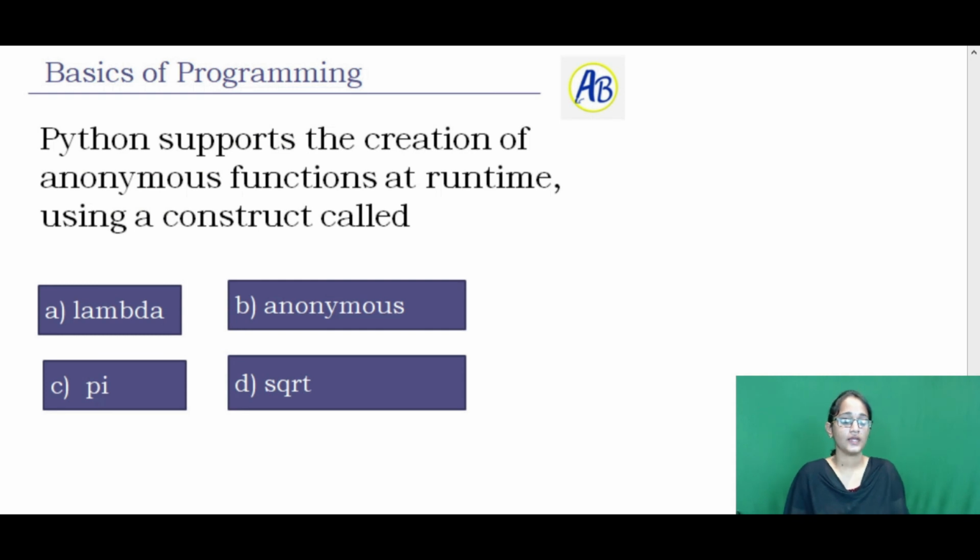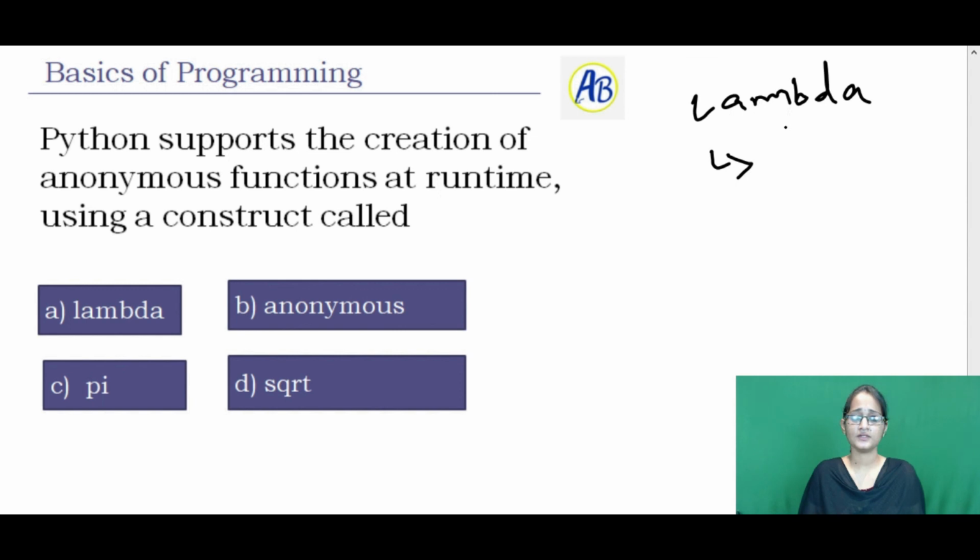Python supports the creation of anonymous functions at runtime using a construct called lambda. In Python we already discussed that one anonymous function is there. That anonymous function is called a lambda function. This lambda function is not a named function. It is a single-line function and an instant-use function. We can use this lambda only one time. So here the anonymous function is a lambda.